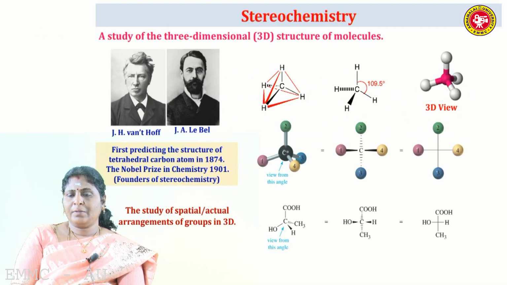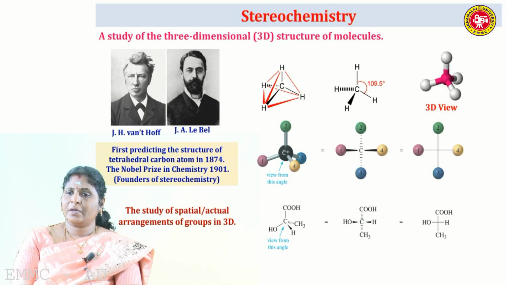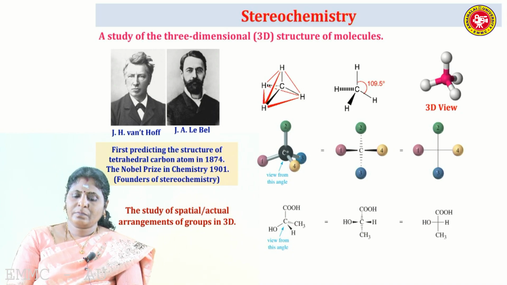Van't Hoff and Le Bel, who were called the fathers of stereochemistry, are its founders. First, they predicted the structure of tetrahedral carbon, that means sp3 hybridized carbon. In 1874 they proposed it, and the Nobel Prize for Chemistry was given to van't Hoff in 1901.